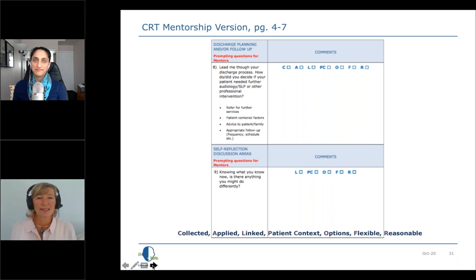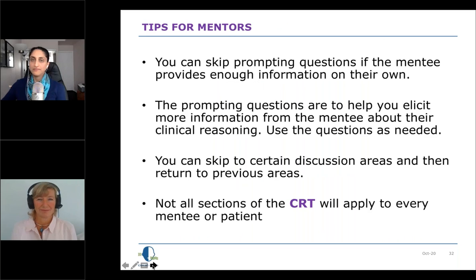And this tool, as I say, is really like a framework. It's something we can all use. Not just for mentorship, you're free to use it in other ways, but today the focus is on how you can use it for mentorship. So let's look at some tips for mentors.